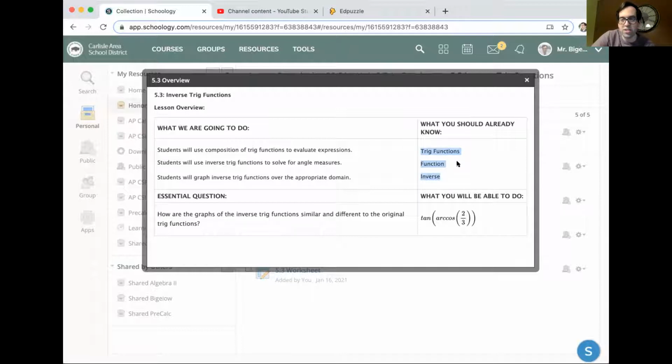You know what a function is. Remember the vertical line test. A function has to pass the vertical line test. And we know what an inverse is. So we're going to combine those things to start to graph these trig functions. So I'm going to switch over to actually Desmos for us to get started.